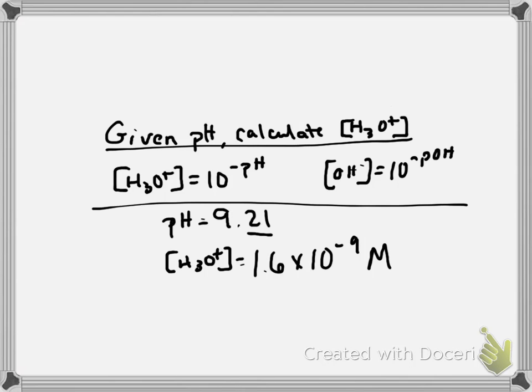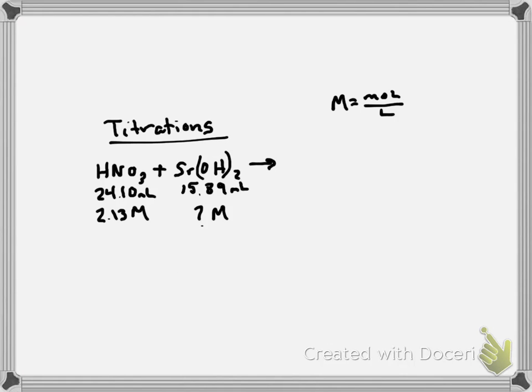I'm going to touch one last topic, and that is acid-base titrations. Later on we are going to do titrations mixed with ICE boxes, and so I want us to be fresh on both of those. So here we go, titrations. We have our nitric acid and strontium hydroxide. We're going to mix those together in the amounts given: 24.10 milliliters of a 2.15 molar nitric acid solution is going to be titrated with 15.89 milliliters of strontium hydroxide, and we want to know what the molarity of the strontium hydroxide is going to be.